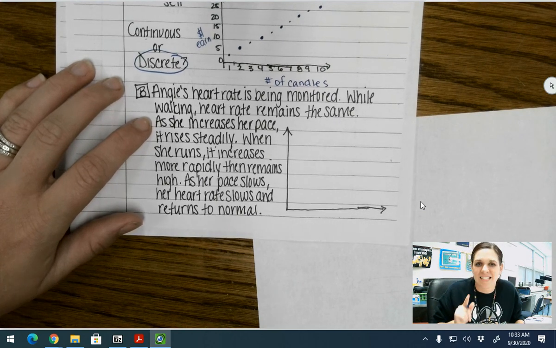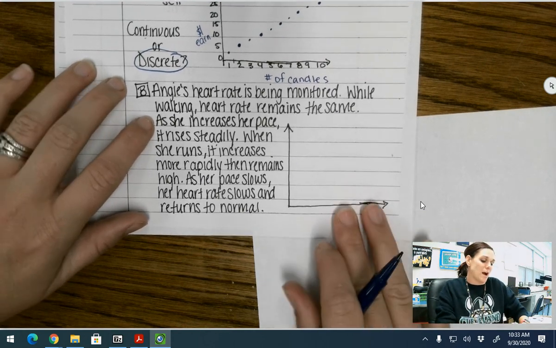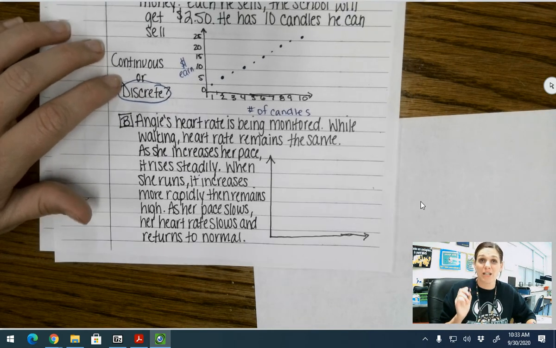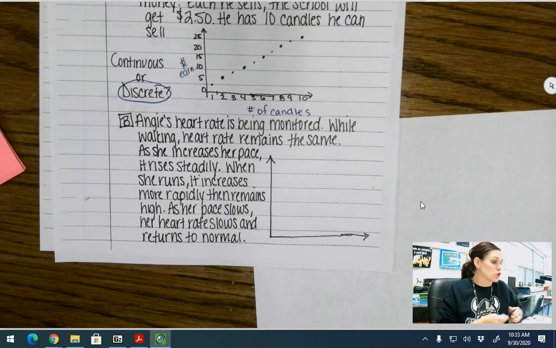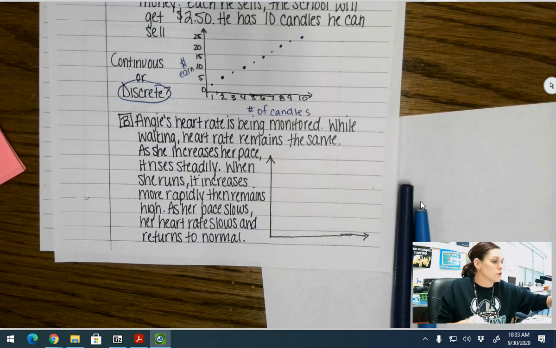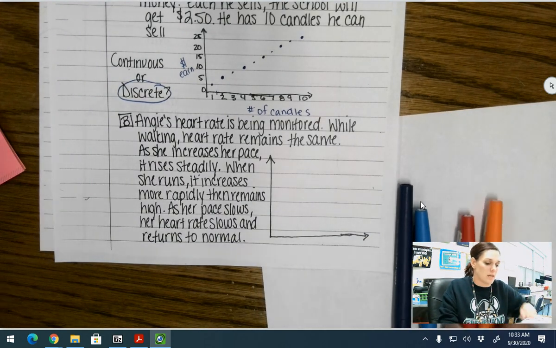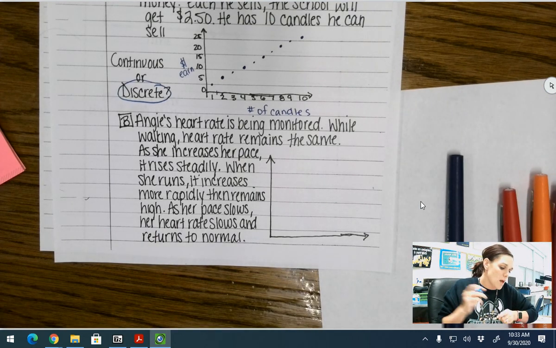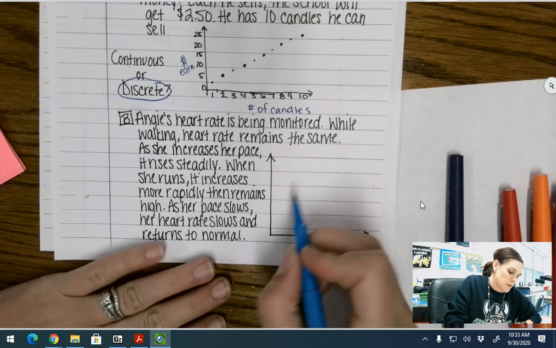Okay, let's see if your graph matches my graph. All right, and I'm going to use different color pens because every time I change directions, it should illustrate from my story. So I'm going to grab some different colors so you can kind of see the breakdown of where things move. All right, so we start off walking. Okay, so I'm going to start off here.